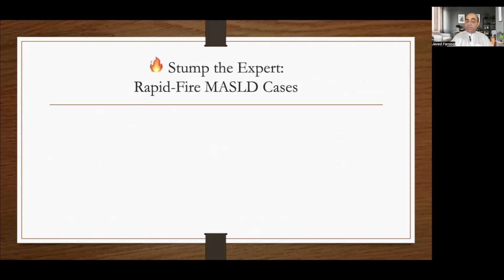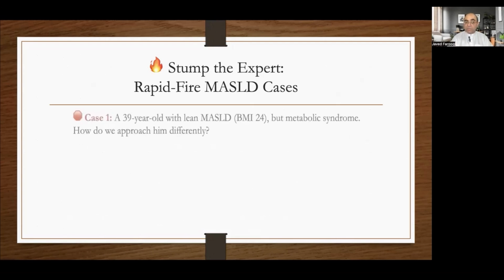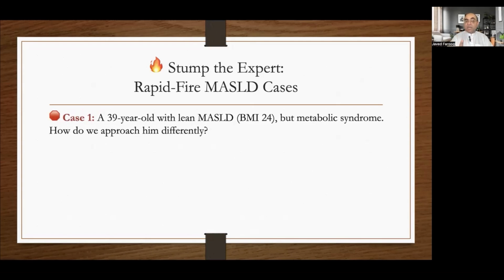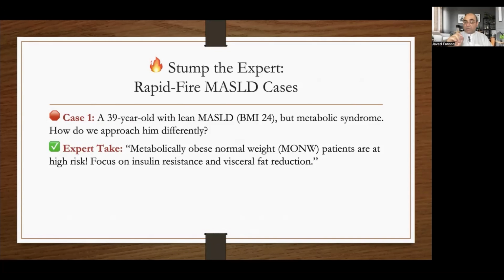Stump the expert: rapid-fire MASLD cases. I'll share cases with you and you try to diagnose them early. Case number 1, a 39-year-old with lean MASLD, BMI 24, but metabolic syndrome. How do we approach him differently? Answer: metabolically obese normal weight patients are at high risk. Focus on insulin resistance and visceral fat reduction.